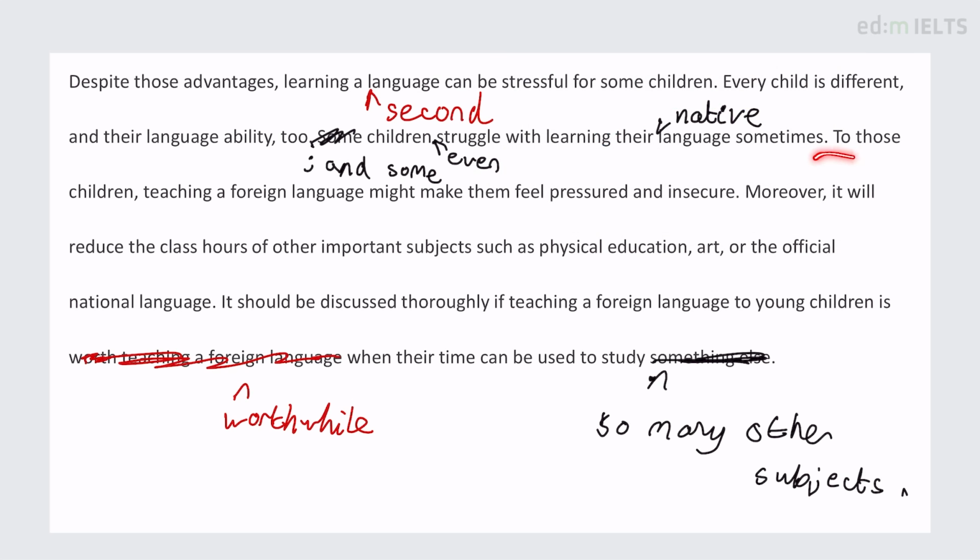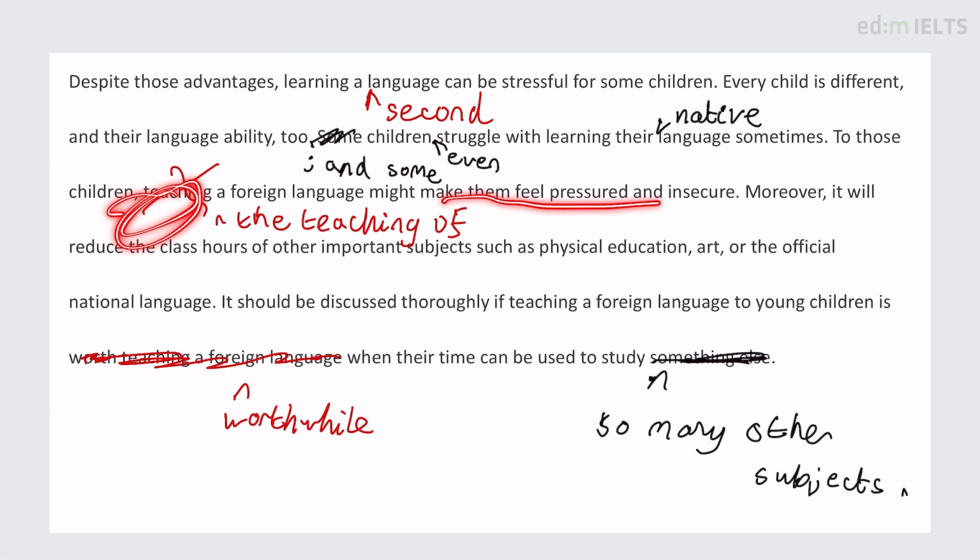if you look here, I missed this one, sorry. To those children, teaching a foreign language might make them feel pressured and insecure. It's not really teaching a foreign language, is it? It's learning a foreign language. But I could say at the school, the teaching of a foreign language. So the teaching to them of a foreign language. Because the children aren't teaching, so we have to be clear about that. It's saying children teaching this may make them feel pressured and insecure. So there's a few things here.